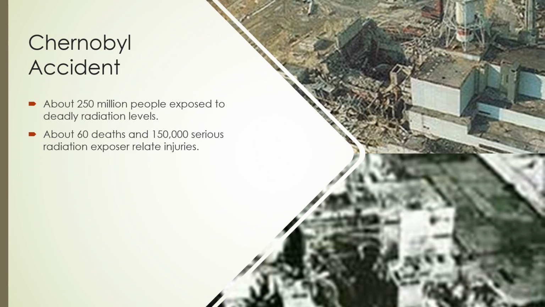About 250 million people were exposed to the radiation, so that's pretty bad because radiation can alter your DNA, which is your genetics. If you plan to have family and children, this kind of radiation can affect your future generations. About 60 died in that accident, and 150,000 got serious radiation exposure. Radiation exposure, you can't know it right away. It takes time.